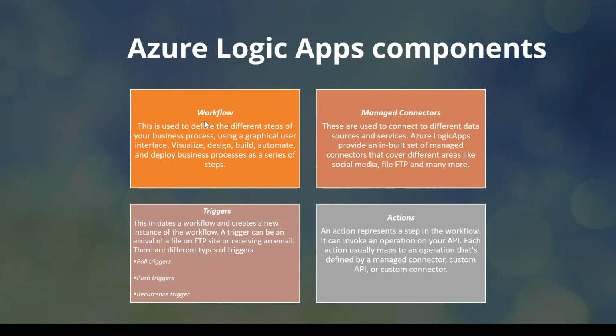Workflow is basically a graphical representation of the steps which we are going to perform. Managed connectors basically help us in connecting various sources. The sources can be any database, social media, FTP, others. Trigger initiates the workflow. Triggers are of three types: poll, push, recurrence. Action is basically any step; we call it an action.